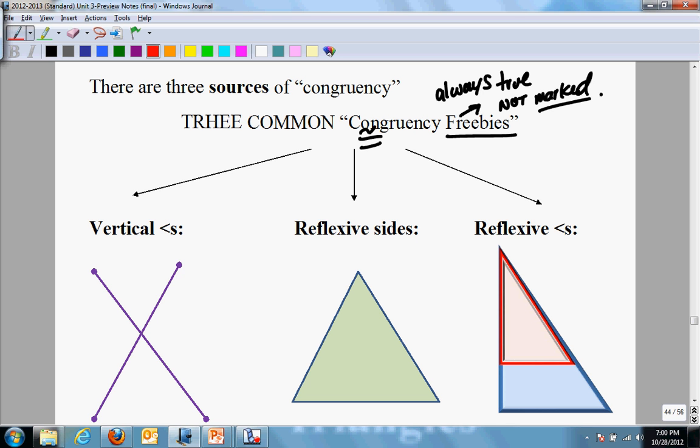The first and the most common are vertical angles. If you see vertical angles, you should just automatically mark them, those bow ties equal.